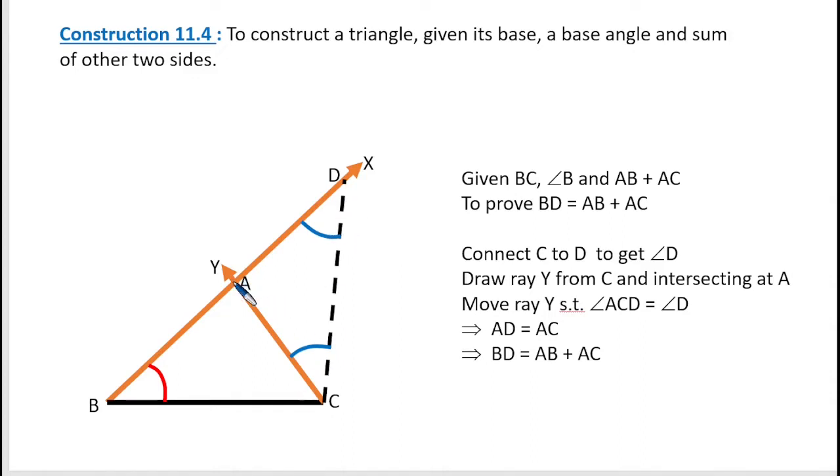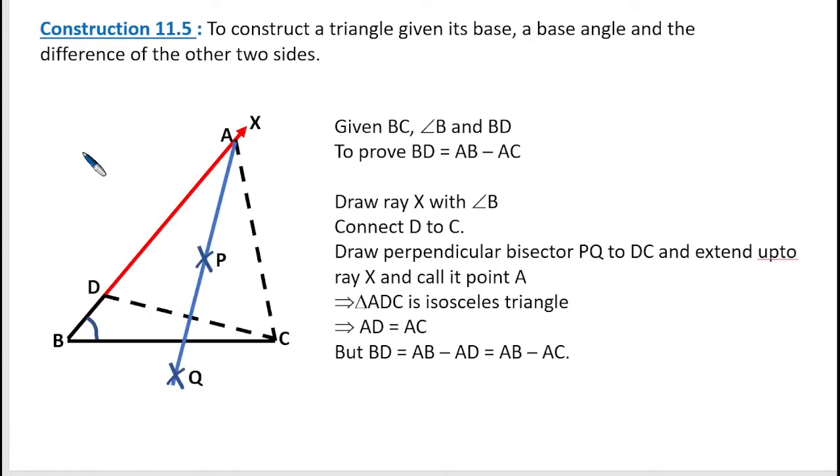Now since this angle and this angle are the same, this is like an isosceles triangle. So one can say AD equals AC. So connect C to D to get angle D, then draw ray Y from C intersecting at A, and move ray Y such that angle ACD equals angle D. This implies that it is isosceles, so AD is equal to AC. So BD is equal to AB plus AC, because AD is AC.